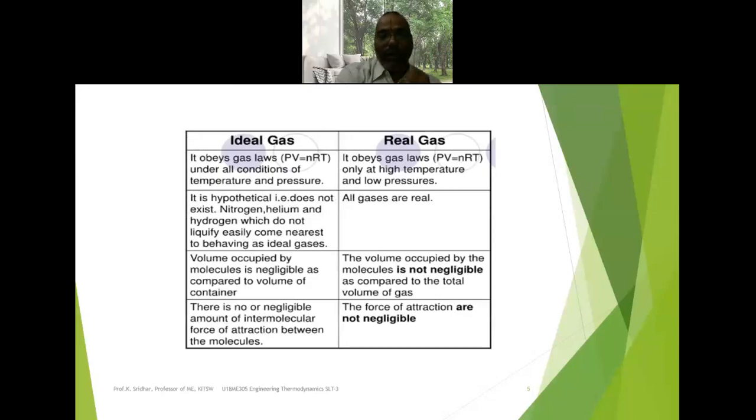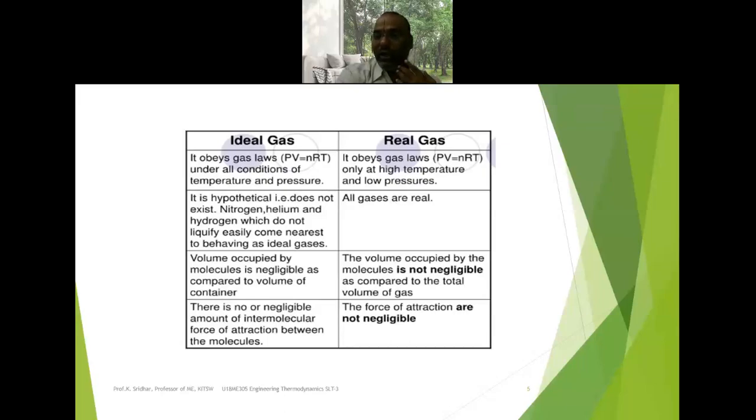So the same thing I consolidated in this particular one. The ideal gas obeys the gas laws and the perfect gas equation of state, that is, PV is equivalent to nRT, under all pressures and temperatures. But the real gas will behave like an ideal gas at lower pressures and at higher temperatures. So ideal gas is purely hypothetical. It does not exist. Nitrogen, helium, hydrogen, which do not liquefy easily, come nearest to behaving as ideal gases.